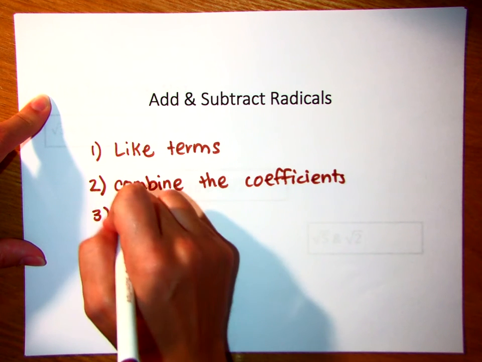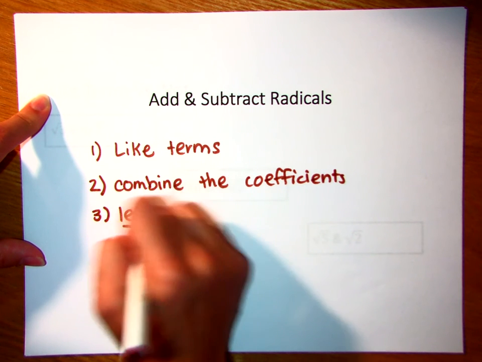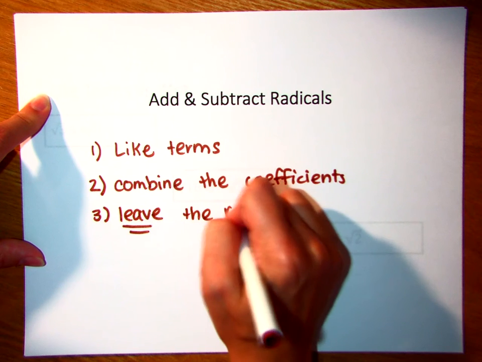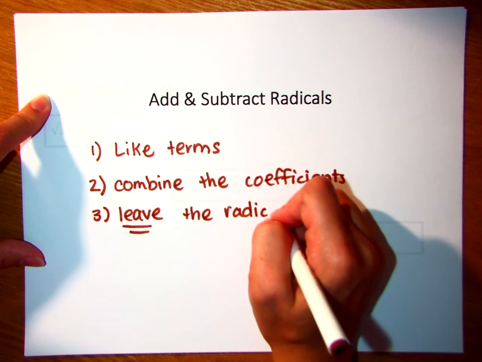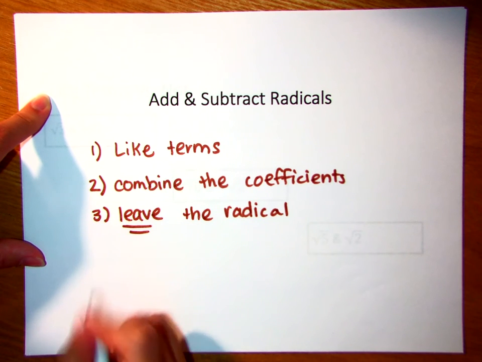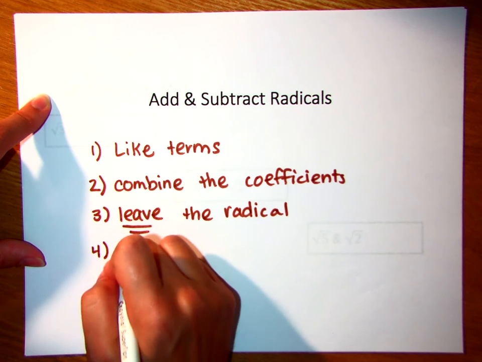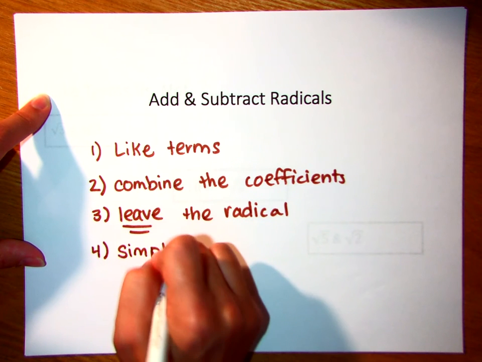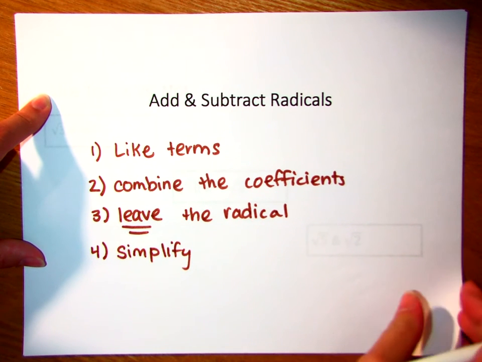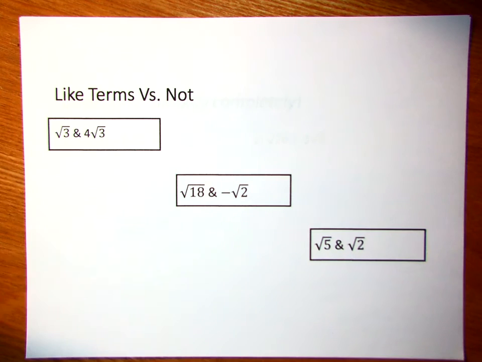However, you are going to leave the radical exactly as it is. So the number inside that radicand, that's going to stay the same. And finally, just make sure that you simplify if you haven't done so already. So let's go ahead and look at some examples here of what like terms are. We're trying to decide if these terms are like or not.